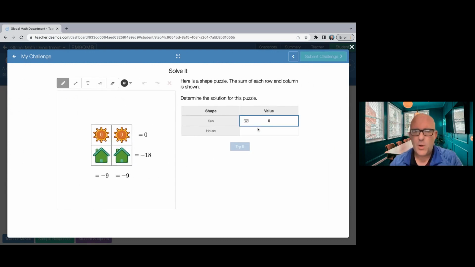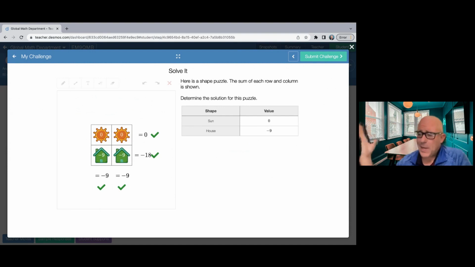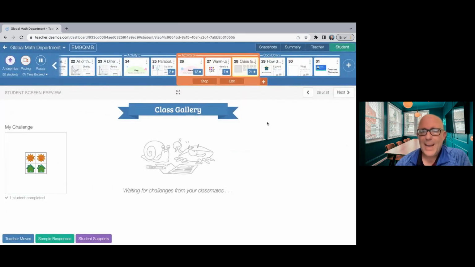So 0 and -9. There we go. Once I get my puzzle fixed, of course, I can go back and make it much more complicated, but for time's sake, we'll make it a little bit simpler there. And then once I've done, I submit my challenge. Now I have created a problem for the rest of the class to work.